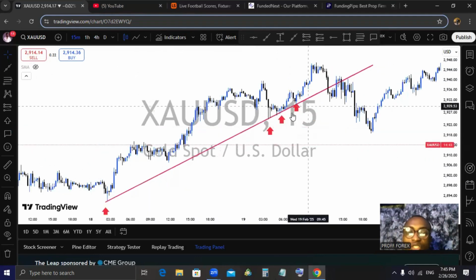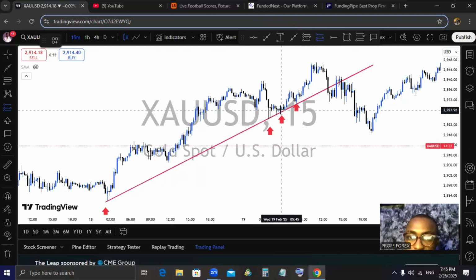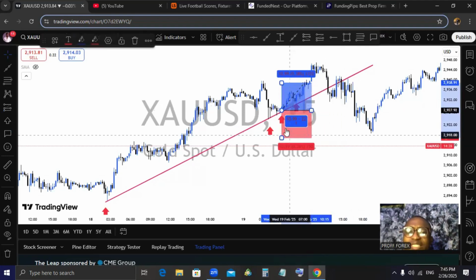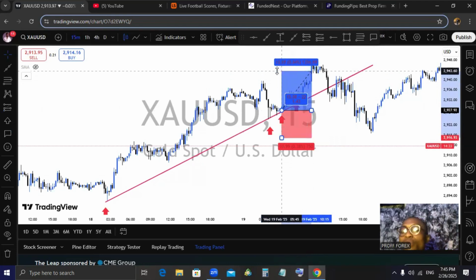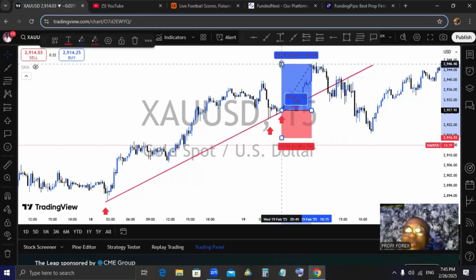Immediately after this first touch and this second touch, how do I want to execute as a trader? This is a trend line strategy, so I have to wait for this third touch. What does this third touch give me? This third touch gives me confirmation, and I have to wait for it to come to the zone. In waiting for it, I have to look for a 1 to 2 risk reward ratio.